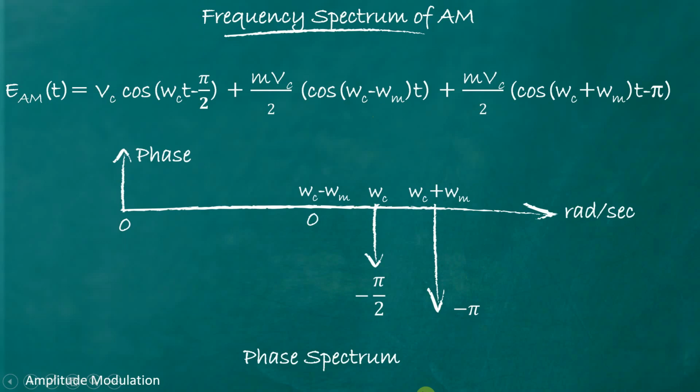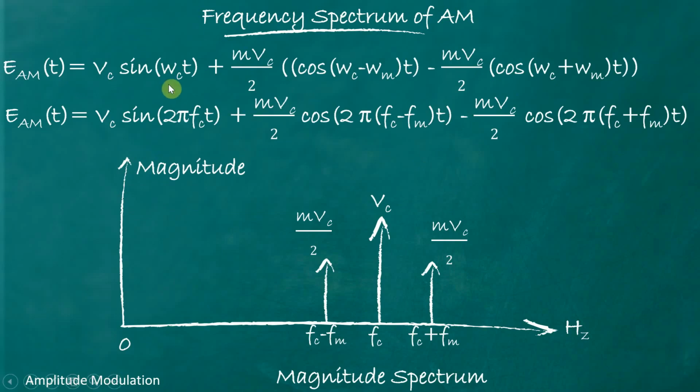Similarly you can plot the phase spectrum at different frequencies. At ωc, the phase is minus π by 2. At ωc minus ωm, the phase is 0, and at ωc plus ωm, the phase is minus π. So this is the phase spectrum. It is simple, and we have already discussed this in the second sessional.